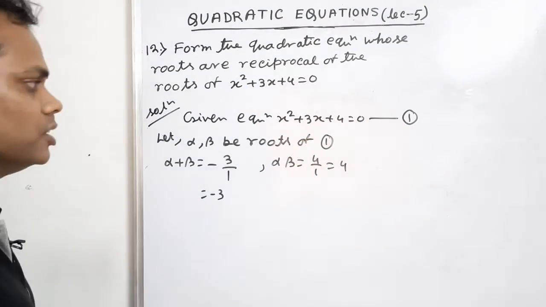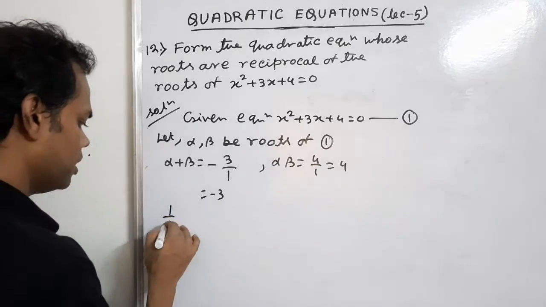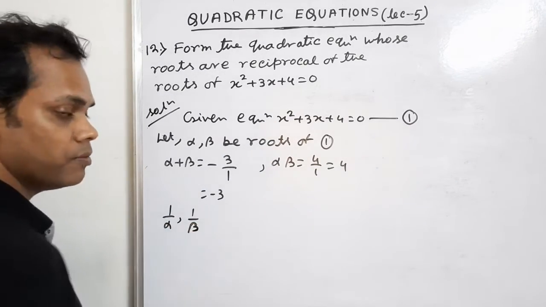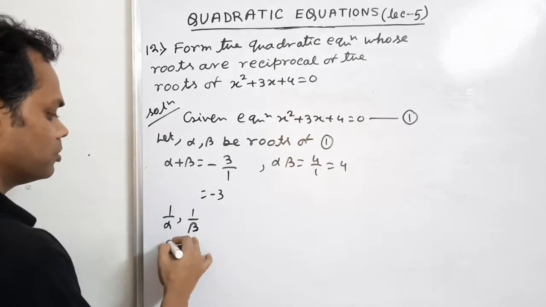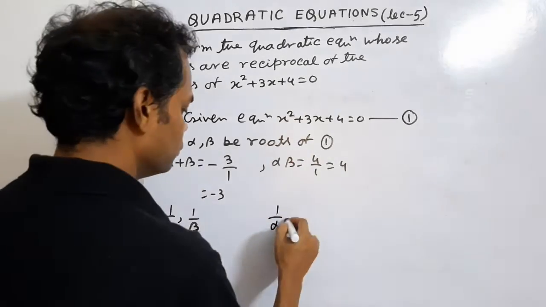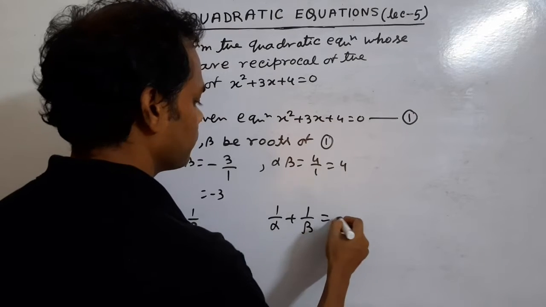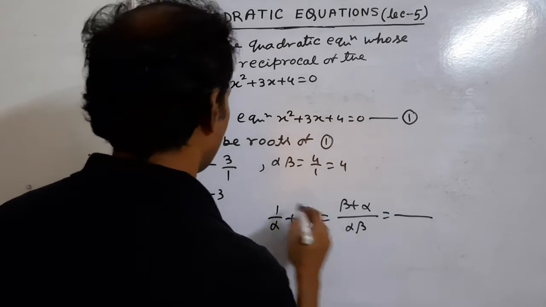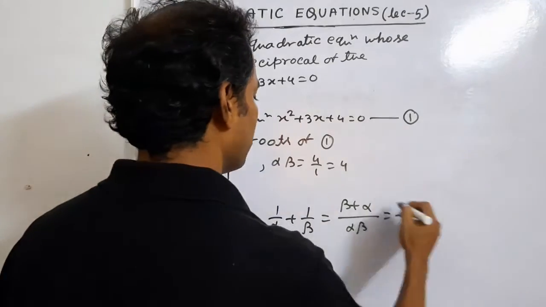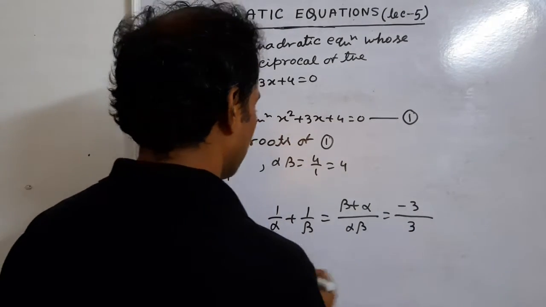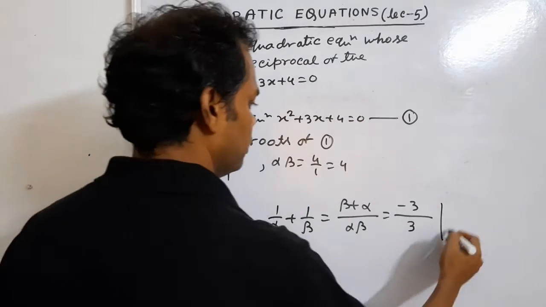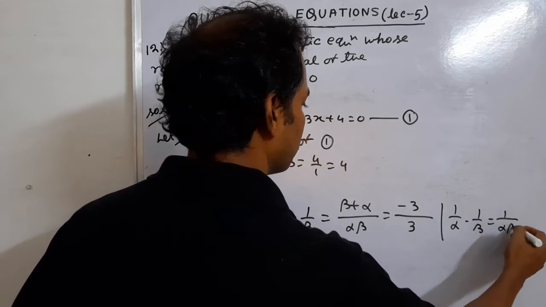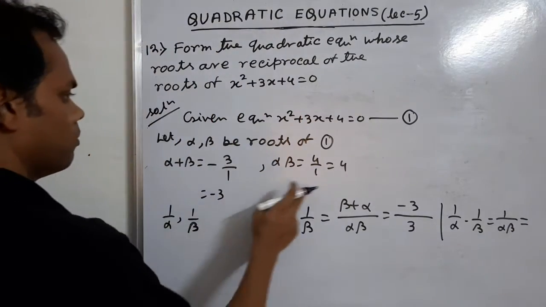Now we have to find an equation whose roots are 1 by alpha and 1 by beta. So we have to find the sum of these two roots and the product of these two. The sum of these two roots is (alpha plus beta) by alpha beta. Here alpha plus beta is minus 3 and alpha beta is 4, and 1 by alpha into 1 by beta equals 1 by alpha beta, which is 1 by 4.